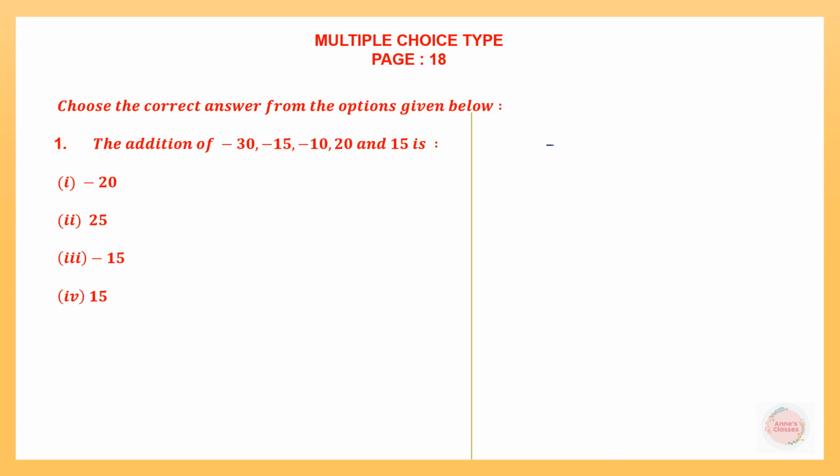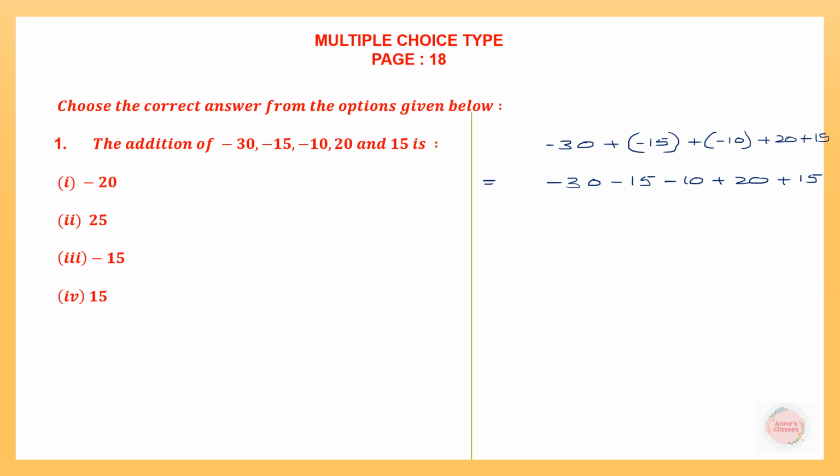So what do we have? We have minus 30 plus minus 15, I'm going to put that in brackets because it has a minus sign, plus minus 10 plus 20 plus 15. Now we're going to remove the brackets of these numbers. When you remove brackets, see the sign before it. It is a plus sign, so this will remain the same, no change. If the sign before the bracket is a plus sign, the sign of the integer inside will remain the same. So this is minus 30, minus 15, minus 10 and plus 20 plus 15.